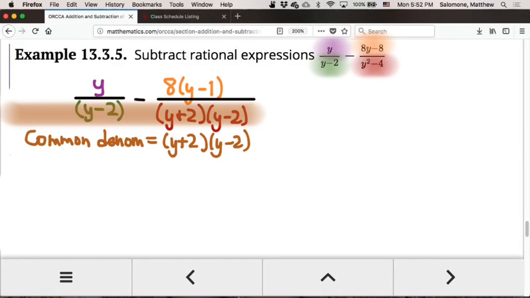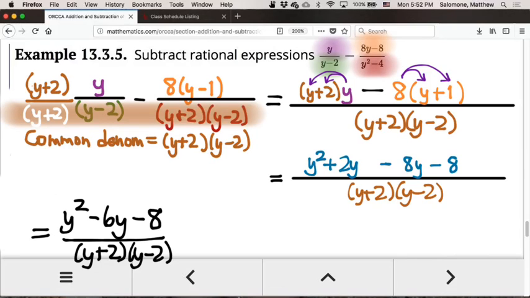So the idea is that we're going to use y plus 2 times y minus 2 as our common denominator. The second fraction already has that as its denominator, and so we're not going to have to change it at all. We just need to change the first fraction so that its old denominator, y minus 2, becomes the new denominator, y plus 2, y minus 2. So how do I change this fraction so that its denominator now has a y plus 2 downstairs?